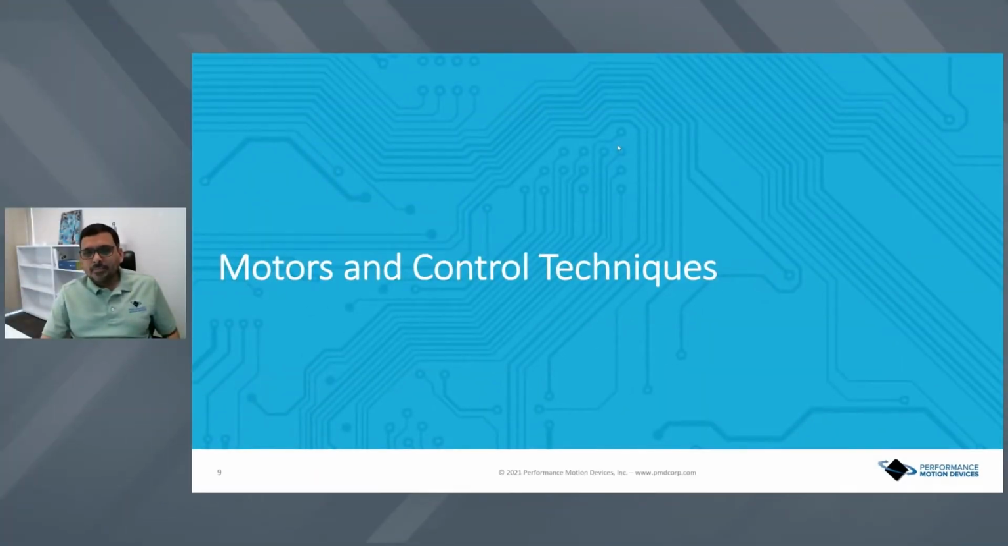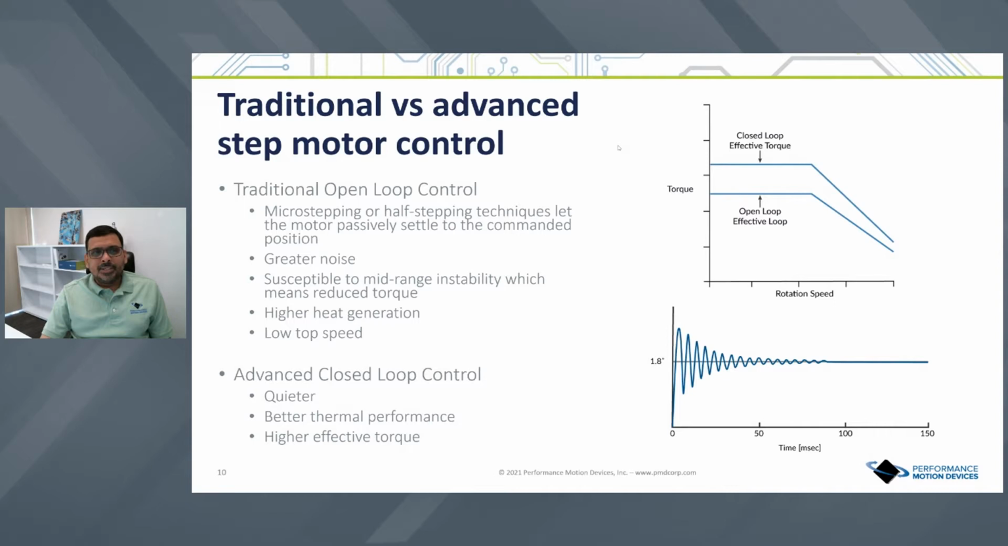So let's take a look at the motors and the control techniques that you can use to improve performance. In this slide, we show the difference between open loop, the traditional way you control a step motor, and advanced closed loop step motor operation. In a traditional open loop, the problem is there are these microsteps, and you have higher noise and instability at certain regions, which causes lower torque output and higher heat generation. With the newer closed loop technique, you get better torque, and you also get quieter operation and better thermal efficiency.